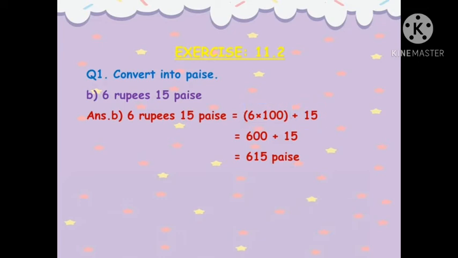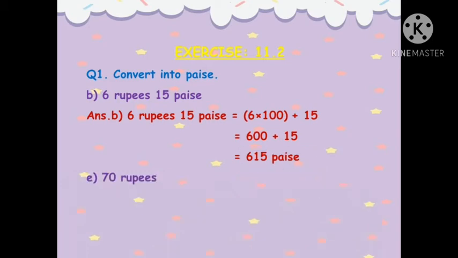Why? Because we have just now studied that to convert rupees and paise into paise, we have to multiply the number of rupees by 100 to convert it into paise and then add to it the number of paise. So here, since number of rupees is 6, so it will be multiplied by 100 to convert it into paise and then 15 is added to it. So the answer we get here is 615 paise.